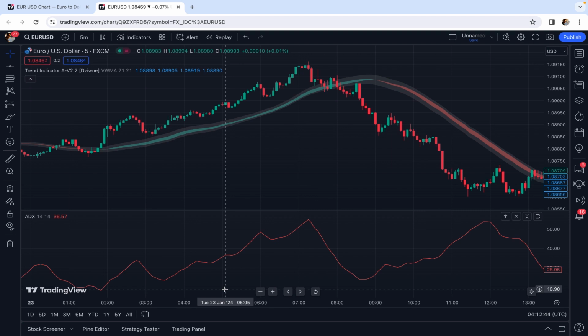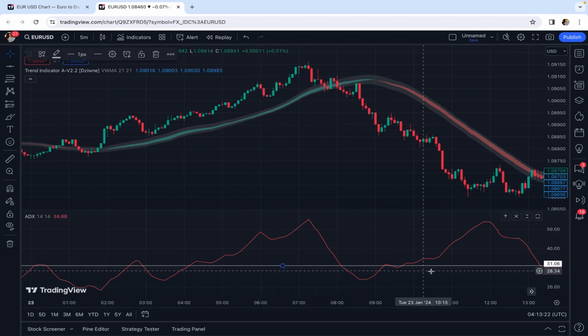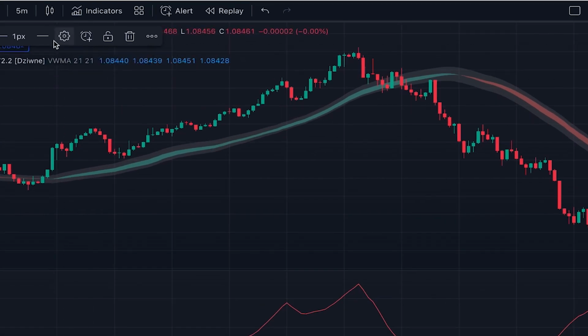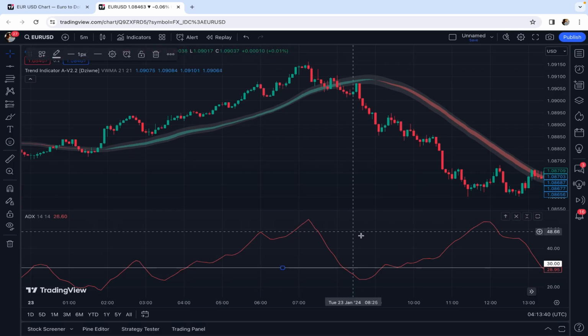In our strategy, we use the level 30, so we add a horizontal line here at the 30 level, and in case it's not set at 30, you can go to the settings of the line, and here in the coordinates tab, you can simply set it at 30, so the line will be exactly at the 30 level.